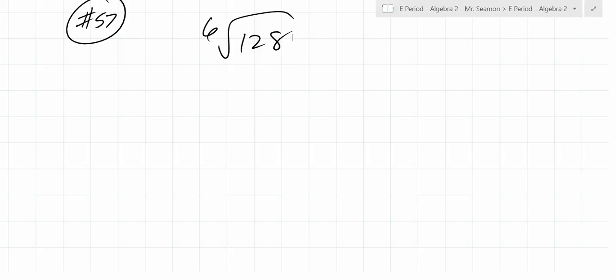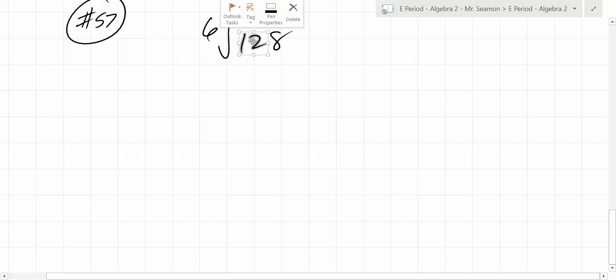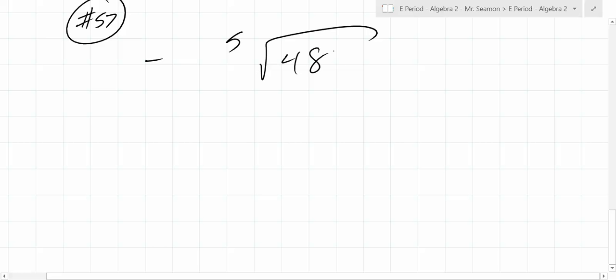So do a radical like this. What do you need to do to 128? Oh, did I not do it right? Oh, that's the wrong one. Sorry. It's the negative fifth root of 486. Good question. Now, what does that negative do? It just stays there until you get to the end. So what do you need to do to 486?